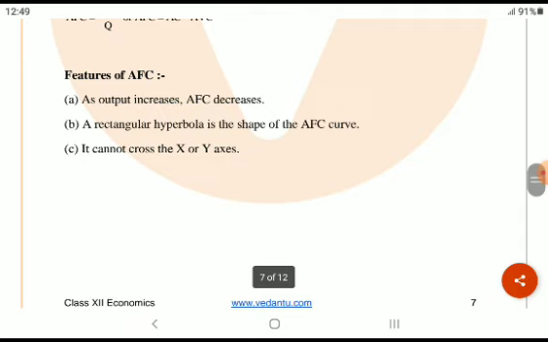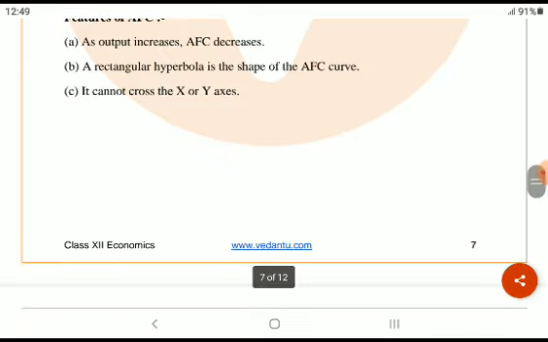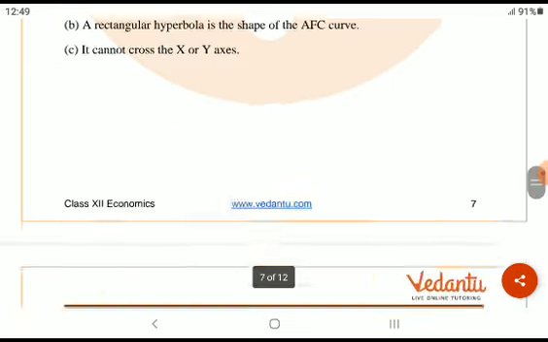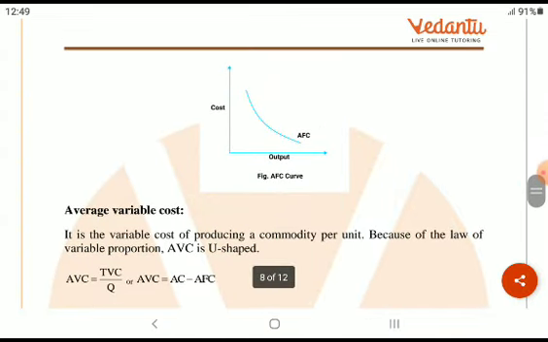Next, a feature of AFC is that as output increases, AFC decreases. A rectangular hyperbola is the shape of the AFC curve. It cannot cross the x or y axis. Like this, it will be the cost-output AFC curve.